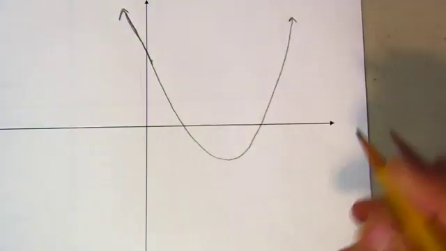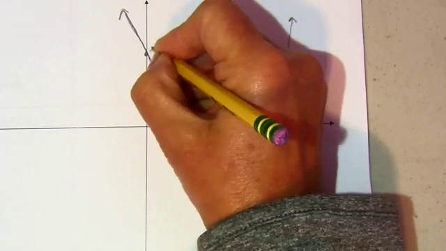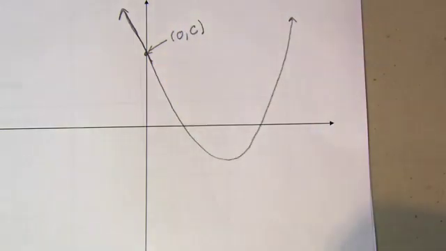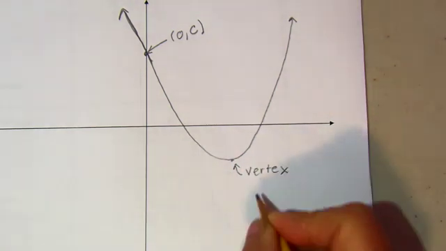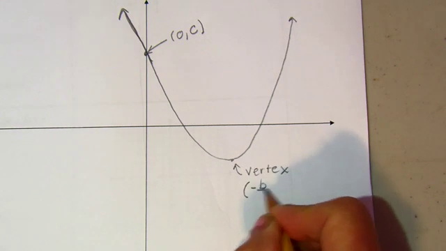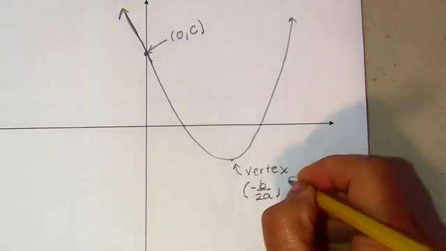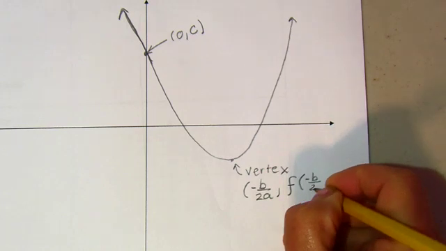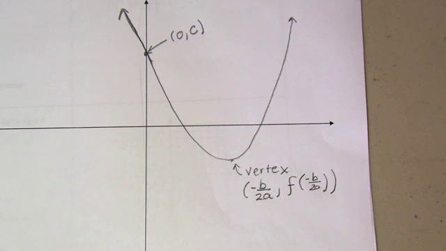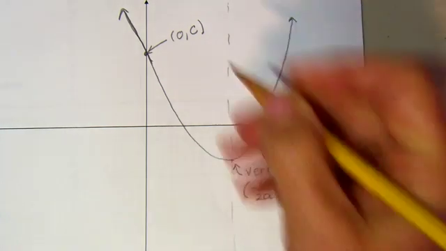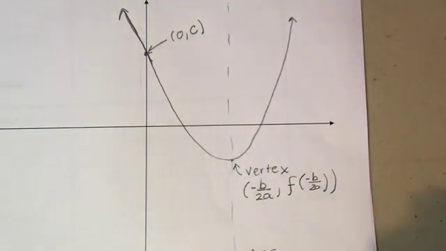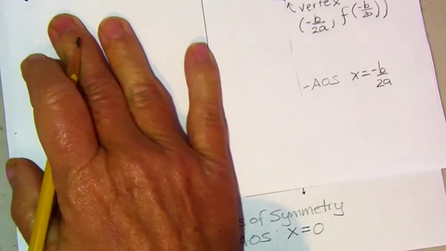It's hard to write off to the side like this. Okay, this point right here is the point (0, c). If I were to look at my equation, that would be the point (0, c). This point down here, the lowest point, is my vertex. The way that you find that from your equation is negative b over 2a. That's my x coordinate. And then I take the function and put negative b over 2a in there wherever I see an x. And there's something else we know right here. This would be my axis of symmetry, and it's the equation x equals negative b over 2a. Oh, you can't see that. Okay, so let me move it up.